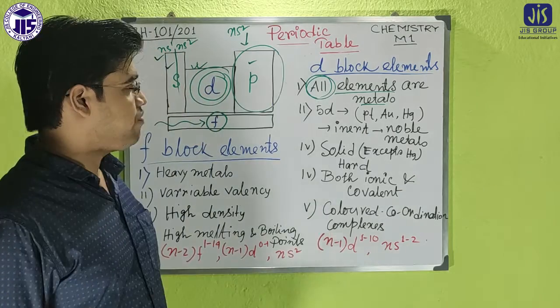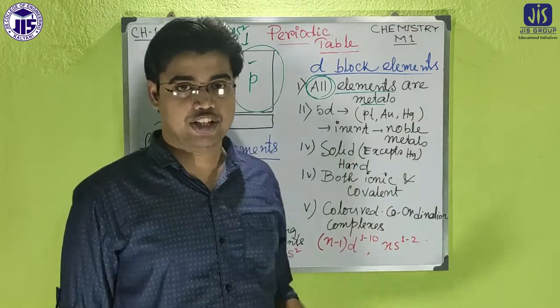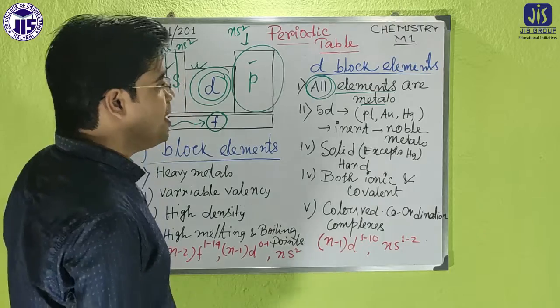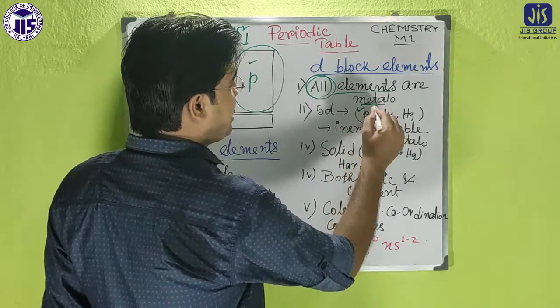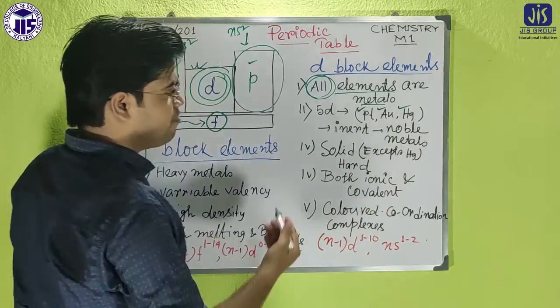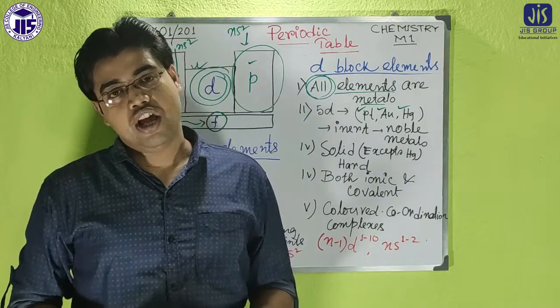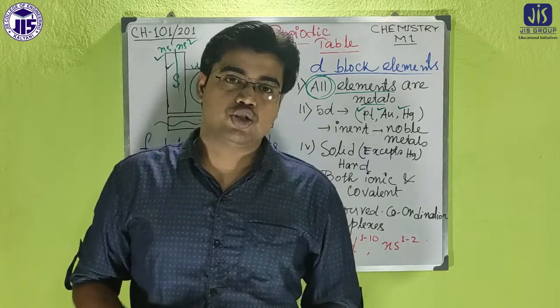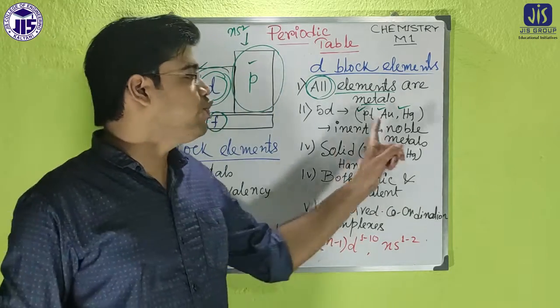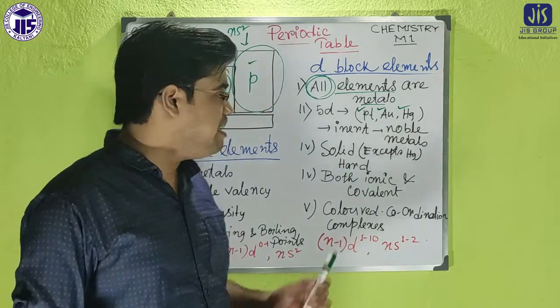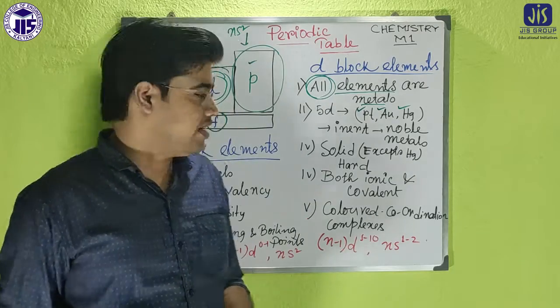The second point is that in the 5d series there are some elements like platinum, gold, mercury, etc. They are generally inert. Inert means they generally do not react under general conditions. That's why these elements are called noble metals.